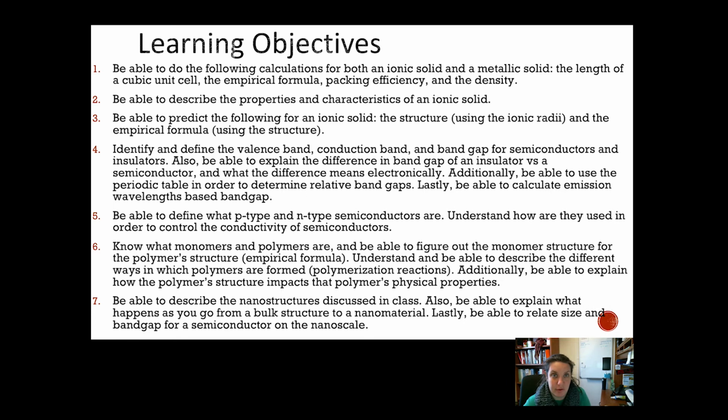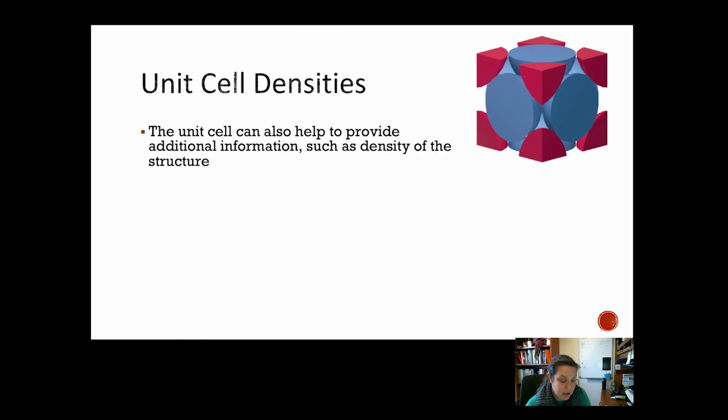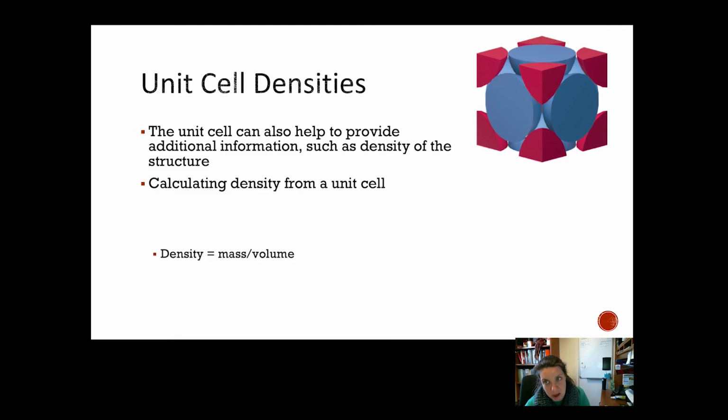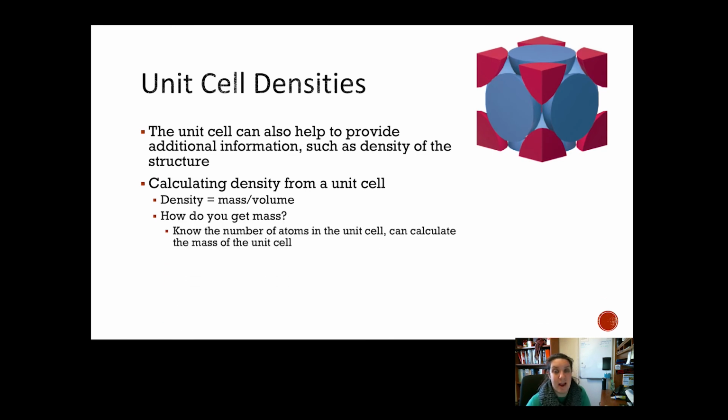Okay, let's look at our unit cell densities. So density, important information to tell about a unit cell. We determine our unit cell density by taking mass of our atoms within our unit cell divided by the volume of our unit cell. We can get our mass by taking the number of atoms within the unit cell, multiplying it by the mass of one of those atoms. We can do this for both metallic solids as well as ionic solids.